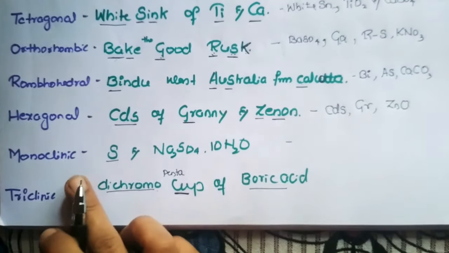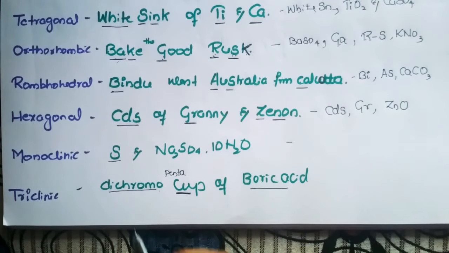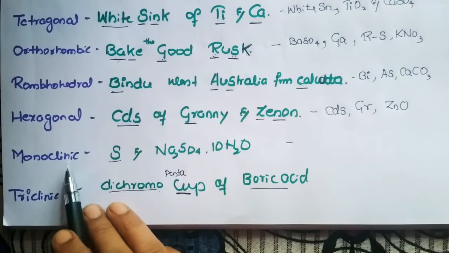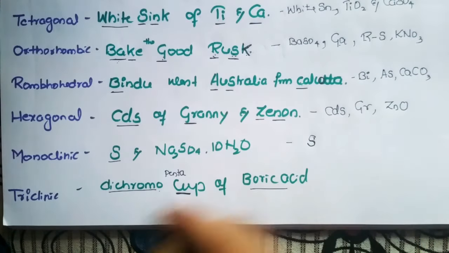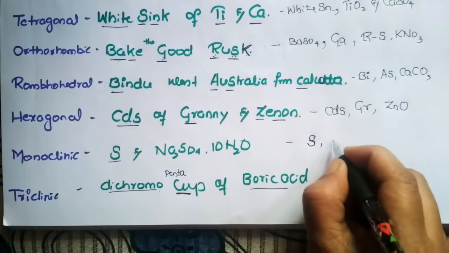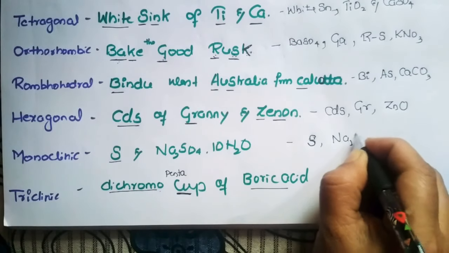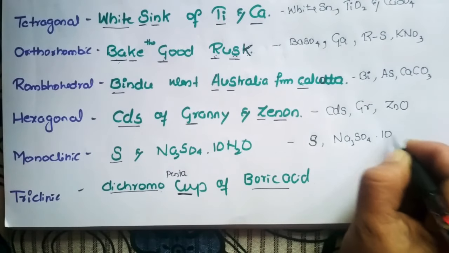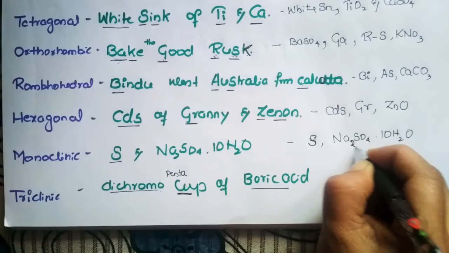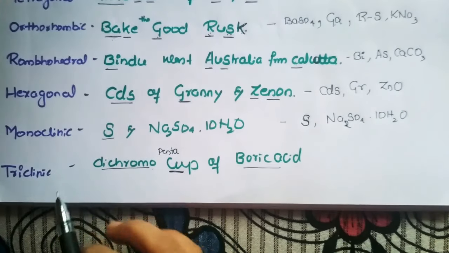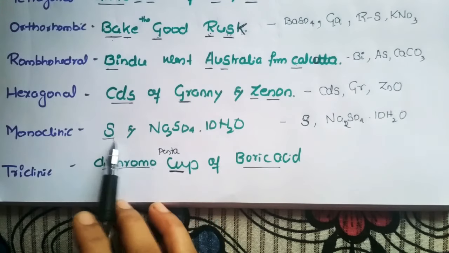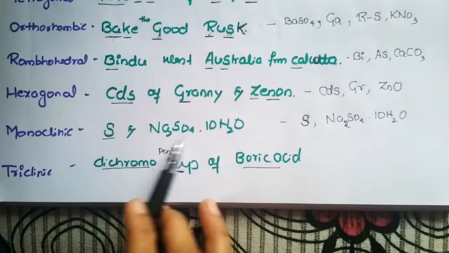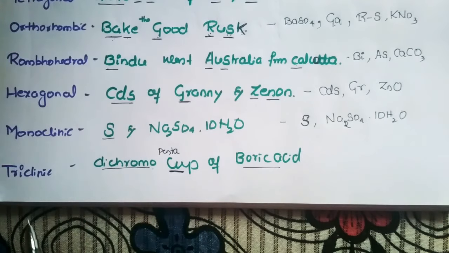Similarly, next one is monoclinic. Here I have taken it directly, because you can remember monoclinic sulfur. So sulfur, monoclinic sulfur, directly I have taken. And sodium sulfate decahydrate. Sodium sulfate decahydrate are the examples. I have not given any shortcut way for this one. So for monoclinic, remember sulfur is compulsory, and sodium sulfate, sulfur. In both the examples you are going to get sulfur. Better you remember that one. Sulfur and sodium sulfate decahydrate.